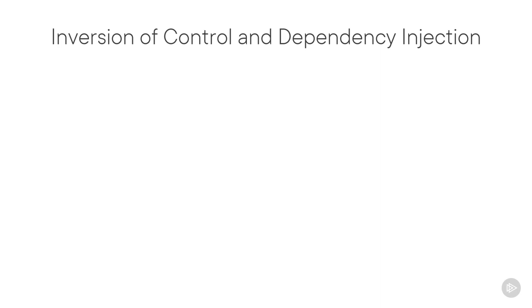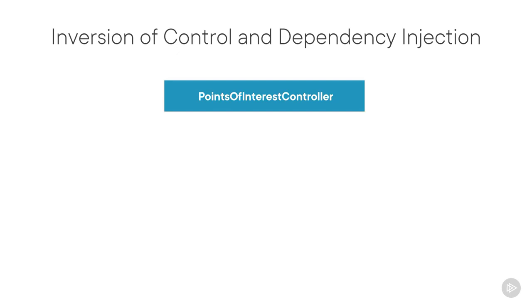Let's talk about IOC, inversion of control, and dependency injection, starting with an example. Imagine a class that uses different services. For example, when we'll implement logging in the upcoming demo, our points of interest controller will use a logger service. That's a concrete type, specified at design time. This means that the points of interest controller has a dependency on the logger.